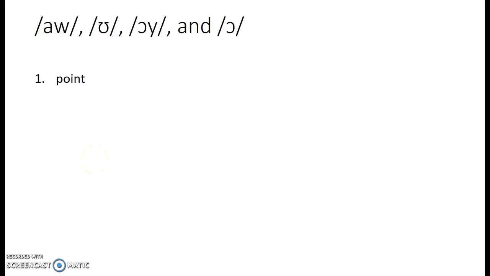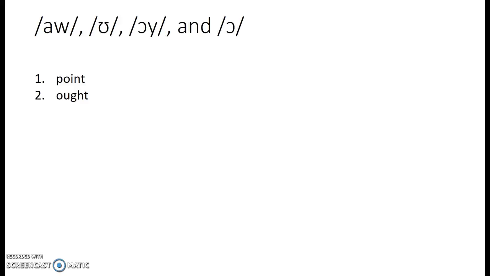Number 2, ought. Ought. Aw, t. Now remember, you're going to have 2 consonants in this word that are silent. So you've got the sound aw, and then 2 consonants that are silent, and then t. Here we go. This is one of the 7 OUGHT words that you need to know: ought, bought, fought, brought, wrought, sought, and thought. So you just need to memorize them.